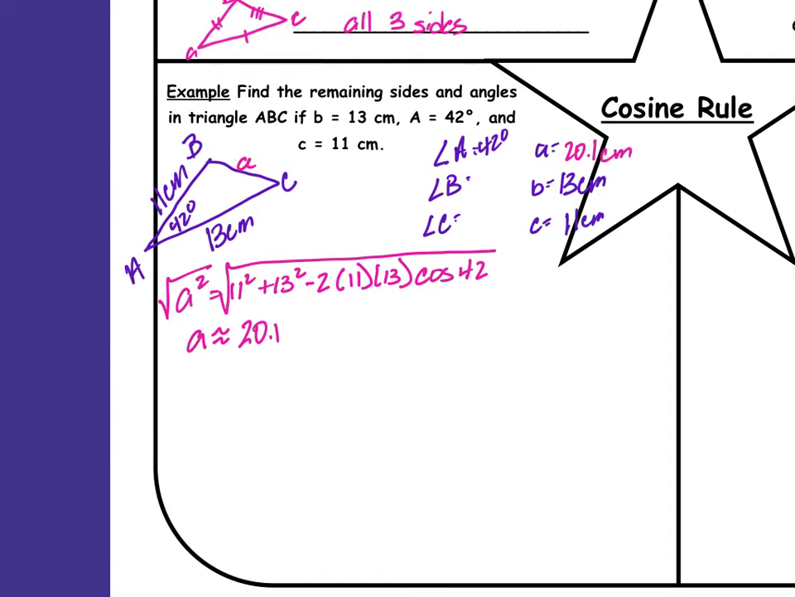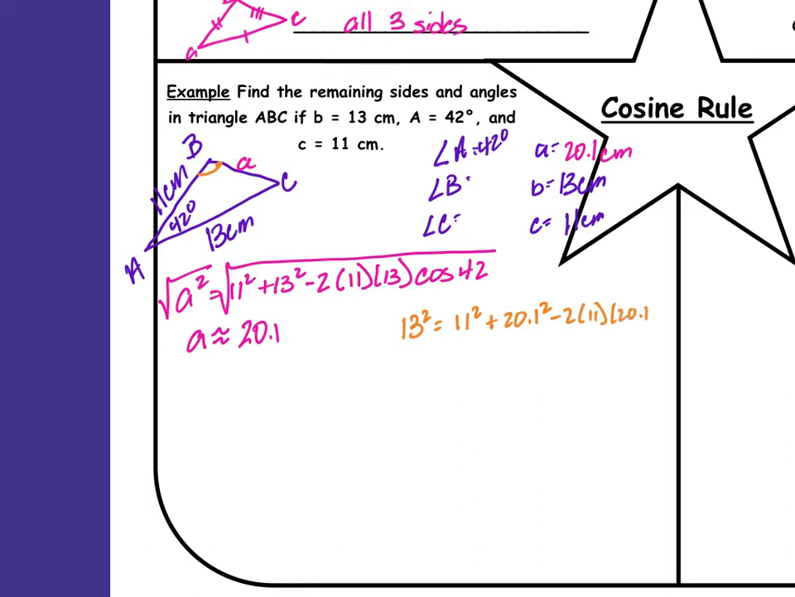20.1 centimeters. Okay, now I need to find at least one of the other angles. I'm just going to find angle B because why not? We'll start with this one right here. So I know side B. If I'm looking for angle B, I'm going to start with side B on the left-hand side. So it's going to be 13 squared is going to equal 11 squared plus 20.1 squared minus 2 times 11 times 20.1.